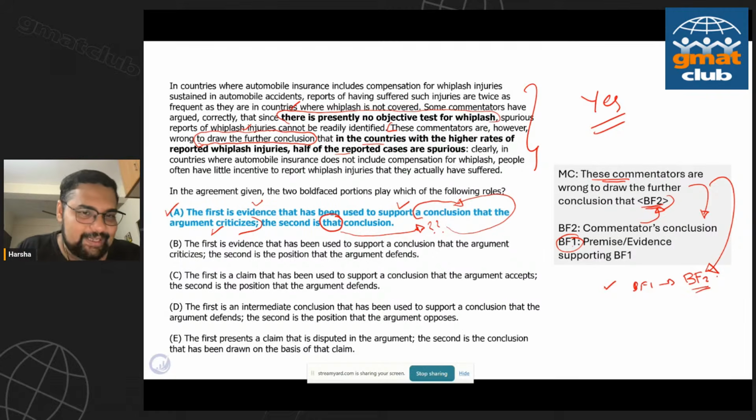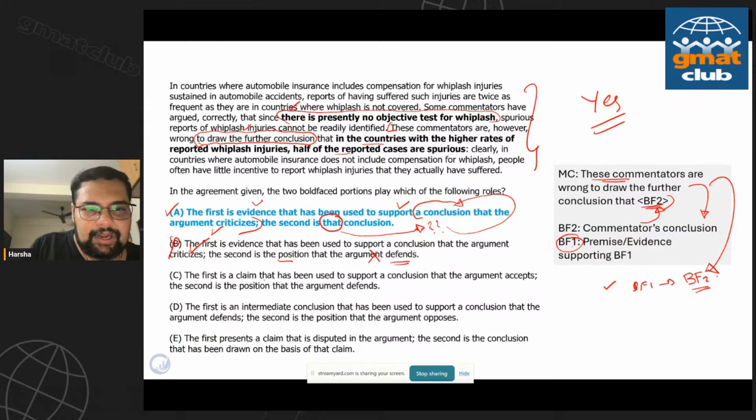Which means your brain is able to do the reasoning necessary. It just requires a bit more fine-tuned practice, right? So I'm going to discuss the other choice that's very popular in the interest of time. But you guys can tell me if there's any choice that you want me to discuss. I'll make sure we discuss that. But yeah, we could quickly run through it. Boldface doesn't take time. The first is evidence that is being used to support a conclusion that the argument criticizes. This is exactly the same as statement one from choice A. This is okay. The second is a position that the argument defends. This is wrong. It's the position that the argument criticizes. So B can be rejected.